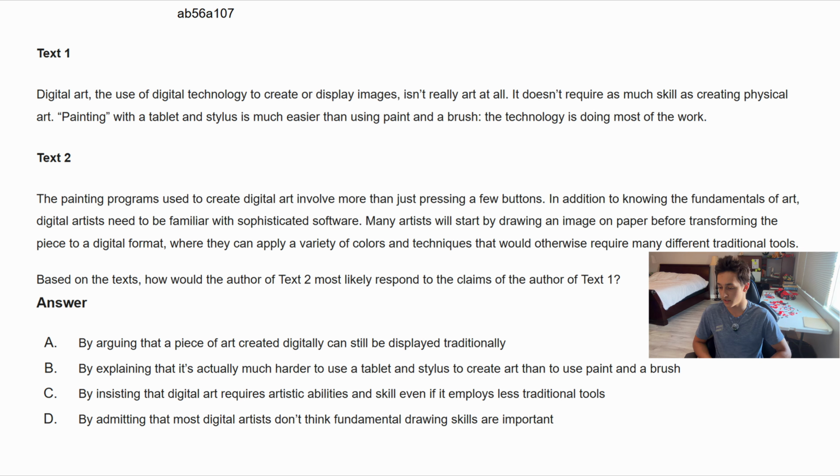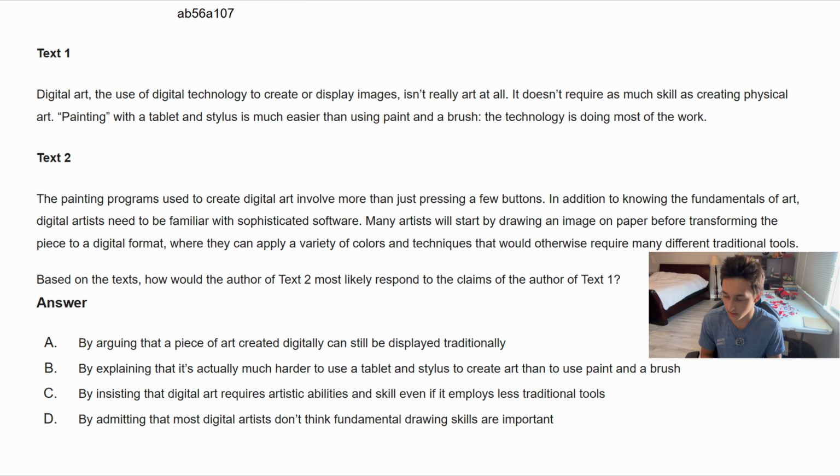So text 1 is essentially saying digital technology is not art. It's basically cheating. Text 2 is saying digital art is kind of art though. Like, yeah, maybe it's a different type, but you still got to know a lot of things. You got to know different software. You got to know how to do things.